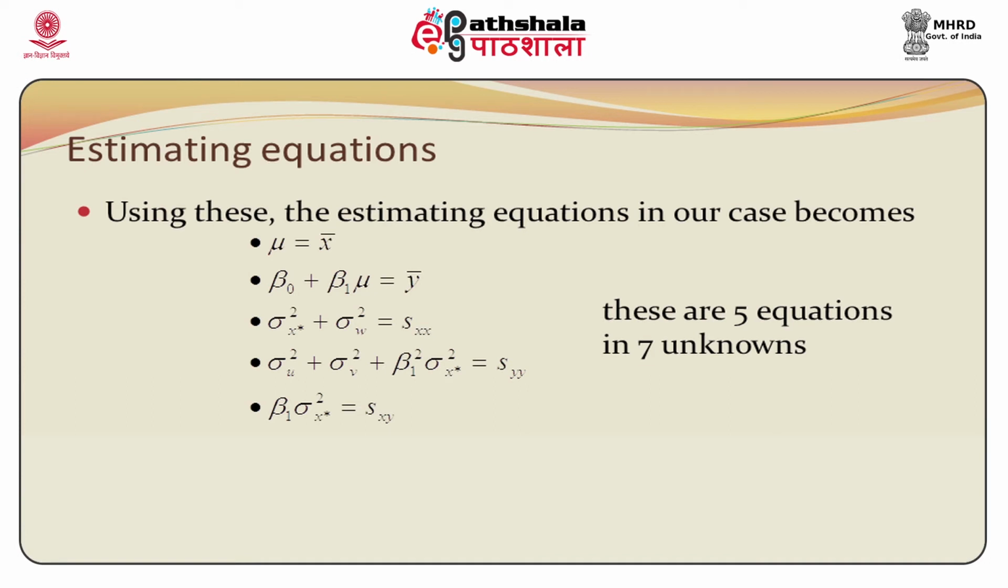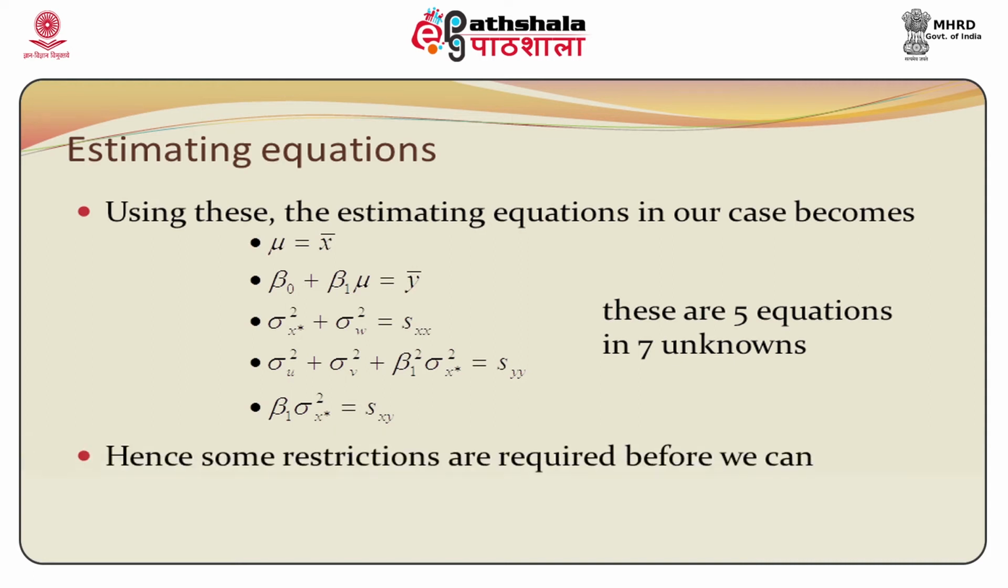So, what we have here is 5 equations. But if you look at the number of parameters, you have mu, beta naught, beta 1, sigma x star square, sigma w square, sigma u square and sigma v square. So, we have 7 parameters or 7 unknowns, but we cannot solve these 7 unknowns from these 5 equations. Of course, we will need to put some restrictions so that we can get a solution, and the restrictions must be 2 so that we can get unique solutions.